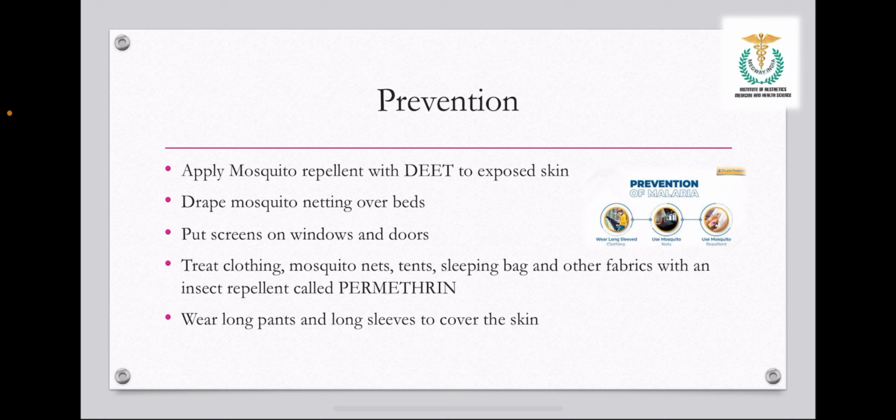Then you have to advise them to apply mosquito repellent with DEET to exposed skin, drape mosquito netting over beds, put screens on windows and doors, and treat clothing, mosquito nets, tents, sleeping bags, and other fabrics with an insect repellent called permethrin. I can also advise them to wear long pants and long sleeves to cover the skin. So these are the ways we can prevent getting infected with malaria.